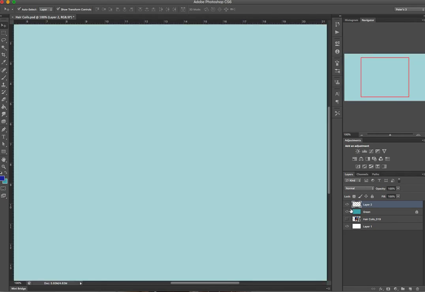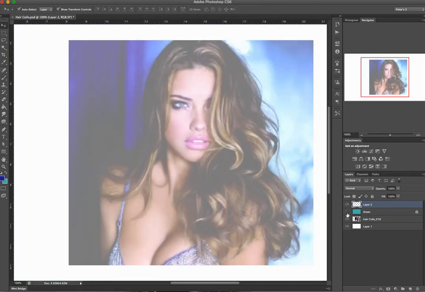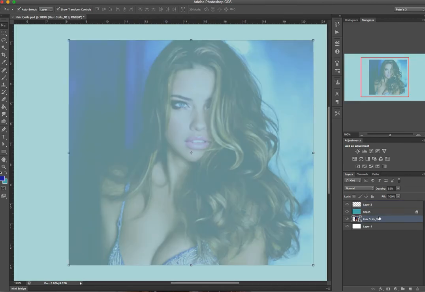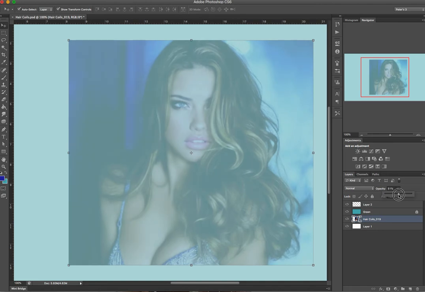So we want to study the hair. So the first thing to do is to simplify what we're looking at. See, opacity 100%. Okay. So let's put the opacity down so we can see a little clearer the shapes of the hair.